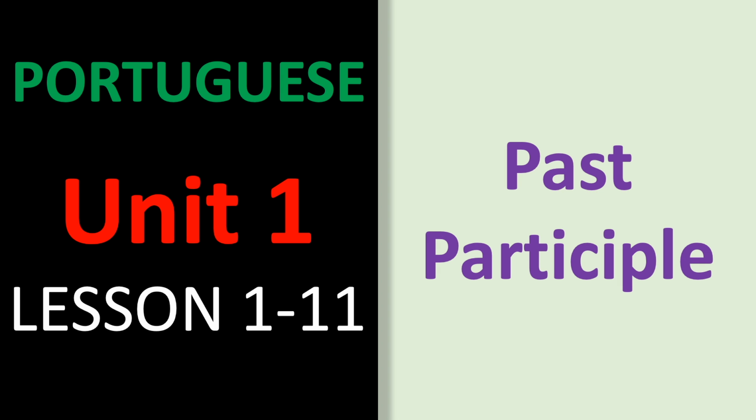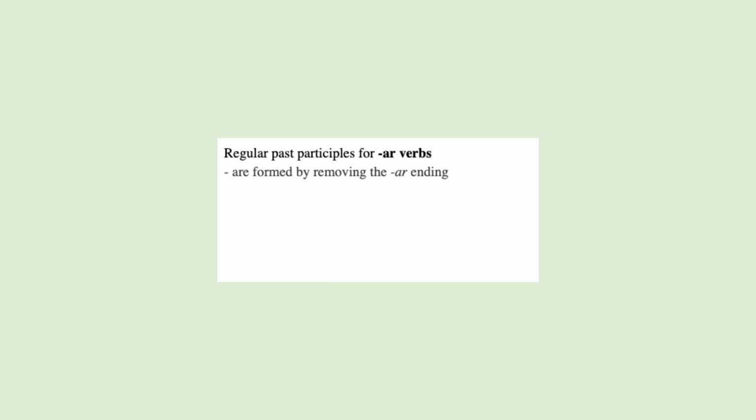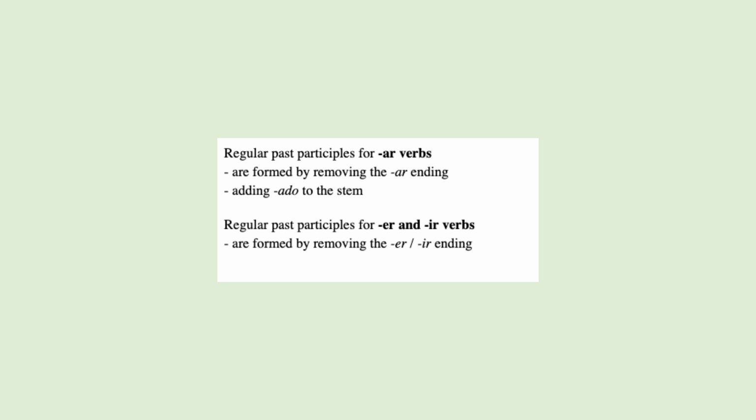To finish off Unit 1, we will very quickly cover Portuguese past participles. To form the past participles for regular AR verbs, we remove the AR ending and add ado to the stem. For ER and IR verbs, we remove the ER or IR ending and add ido to the stem.